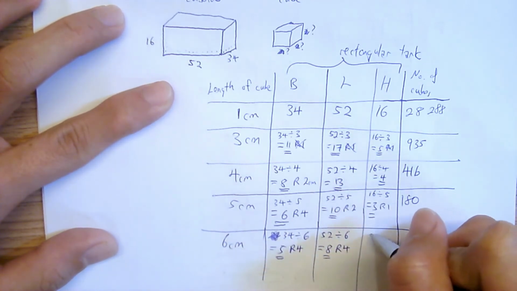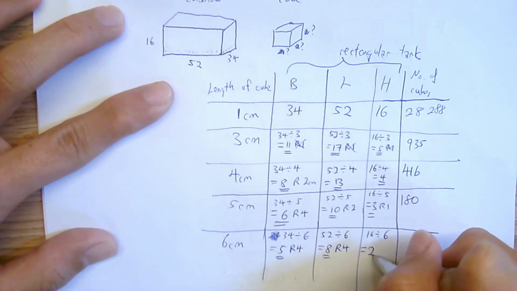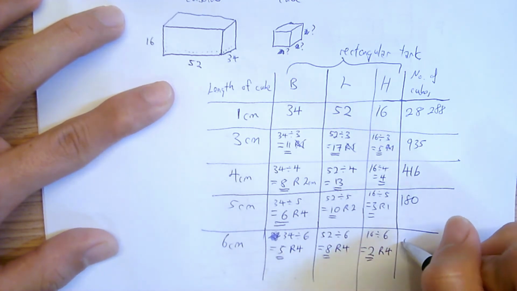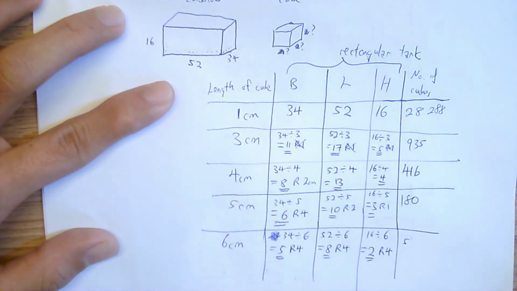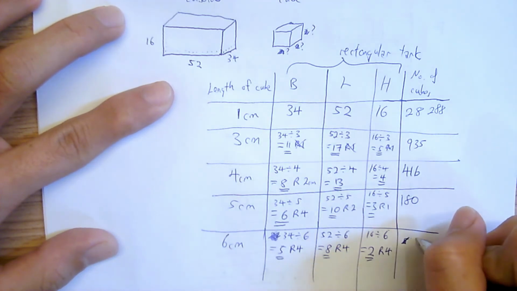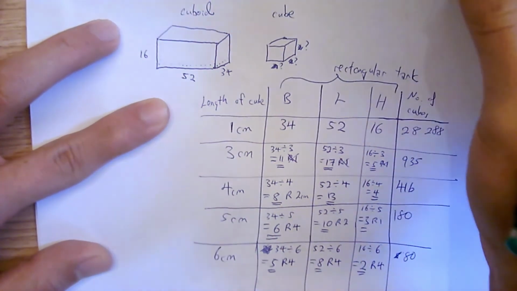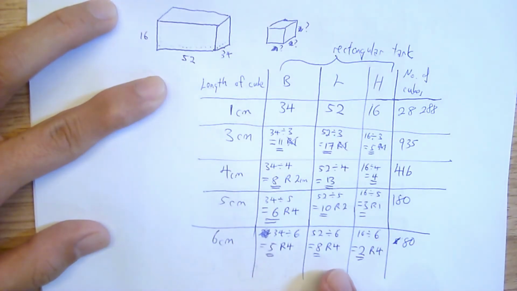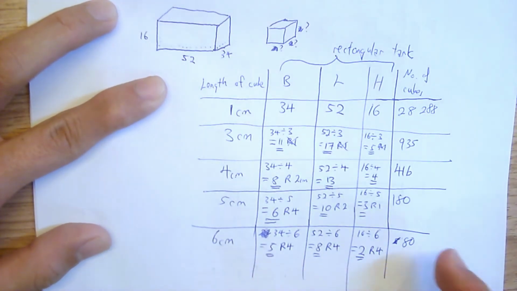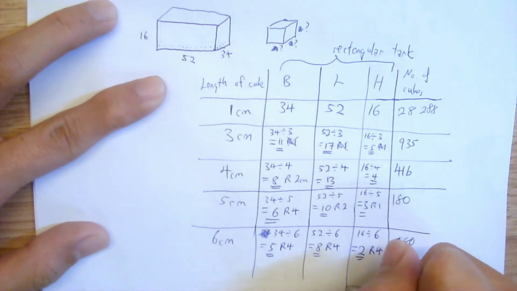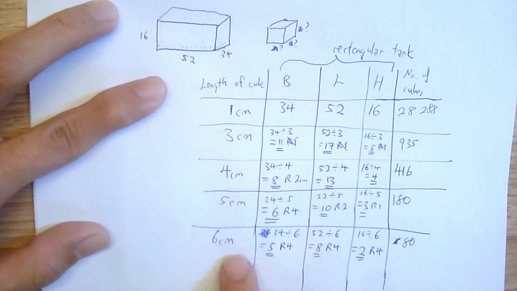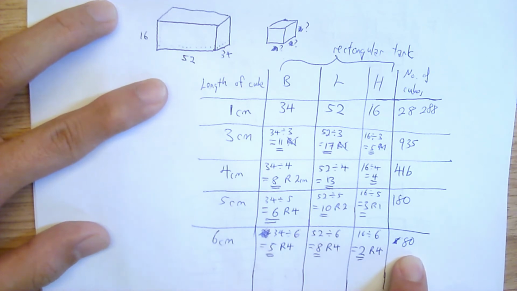Okay, this one will be 16 divided by 6. That will give us 2, remainder 4. Okay, so 5 times 8 times 2 will give us 80. 5 times 8 is 40, and 40 times 2 will give us 80. So if she uses a 6 cm cube, she managed to put in 80 cubes inside.